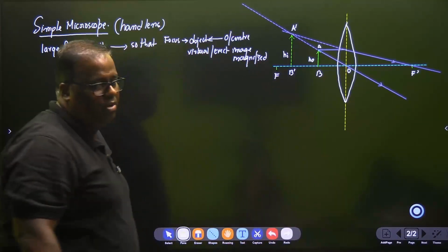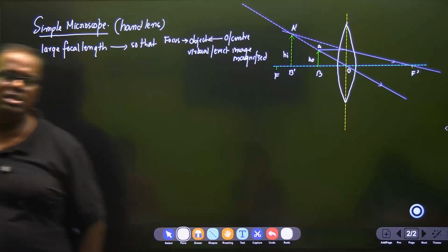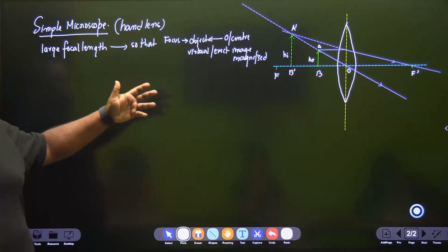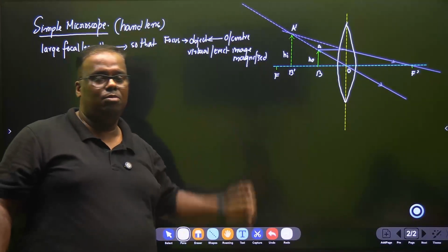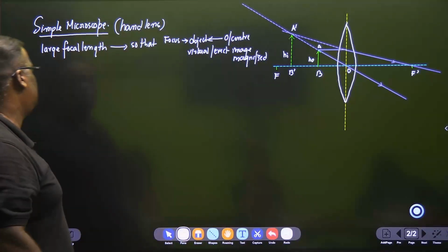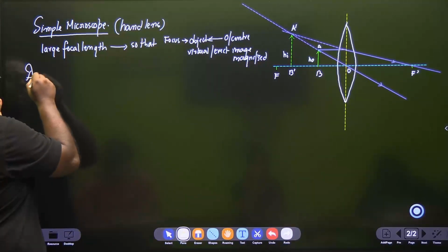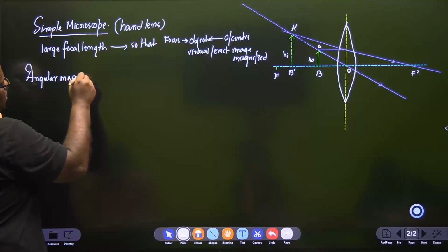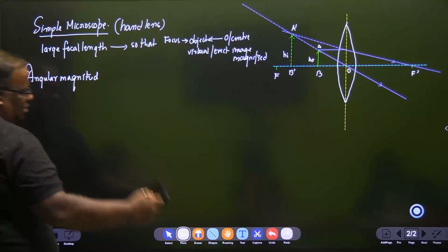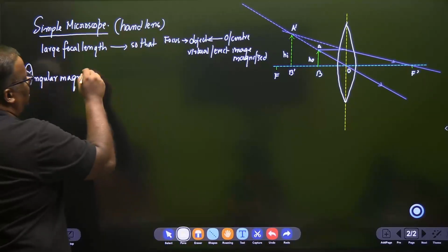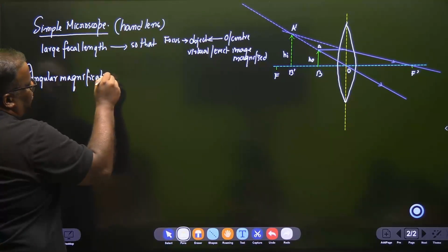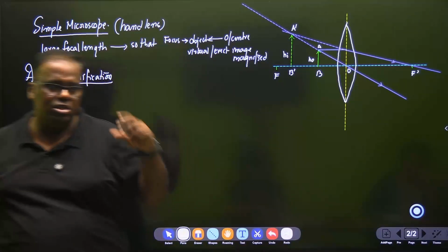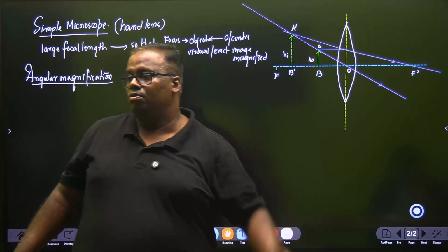Now, though you have learned in grade 10 that magnification for a lens is equal to V upon U or HI upon HO, when we study microscopes, we will not be studying linear magnification. What we will bring into play is angular magnification, the concept of which has already been discussed with you. We have discussed this in the previous slide, where we said the more the height of an image, the more magnified the image is, and the more the vision angle that you create.